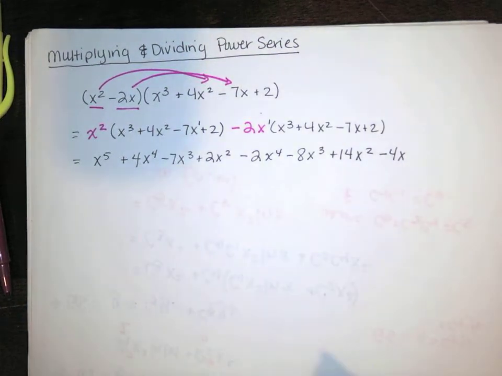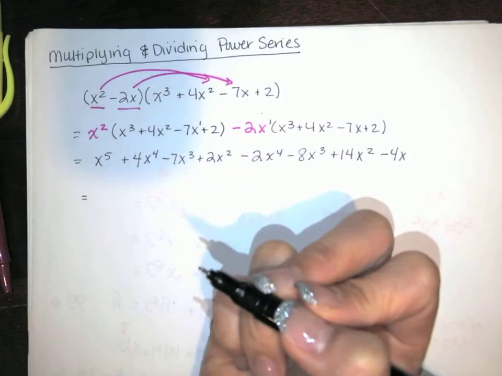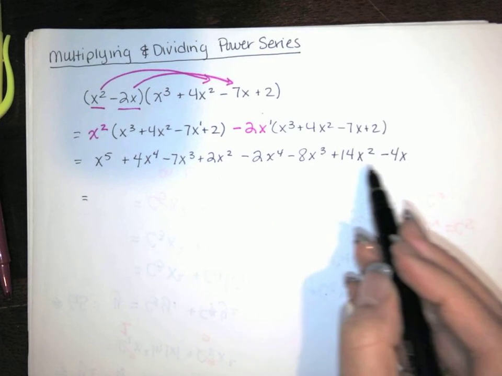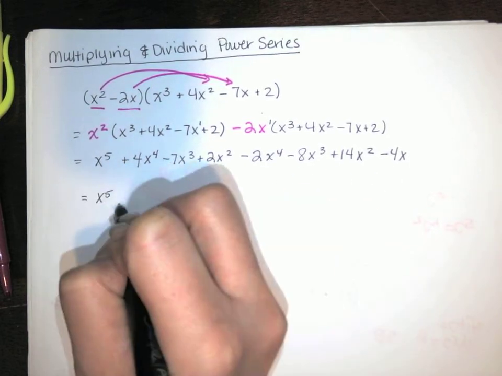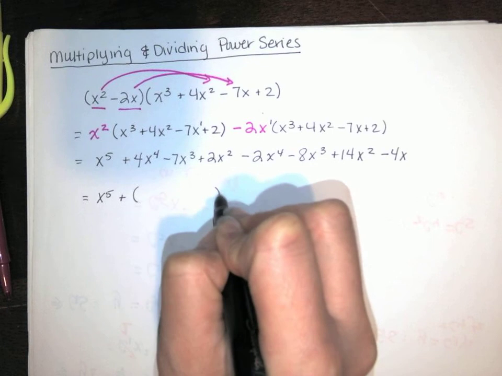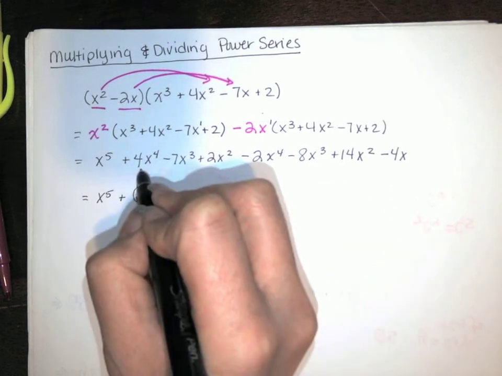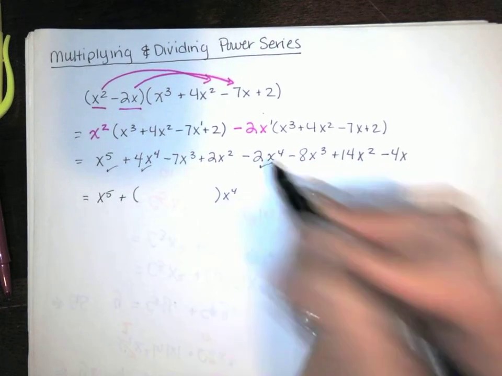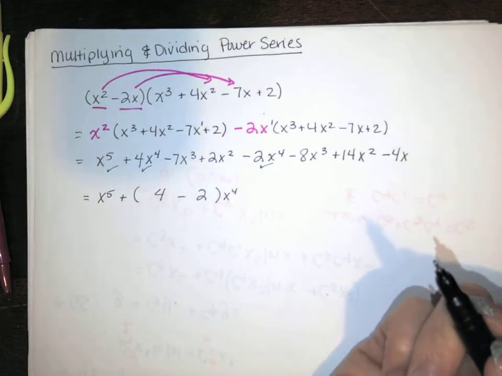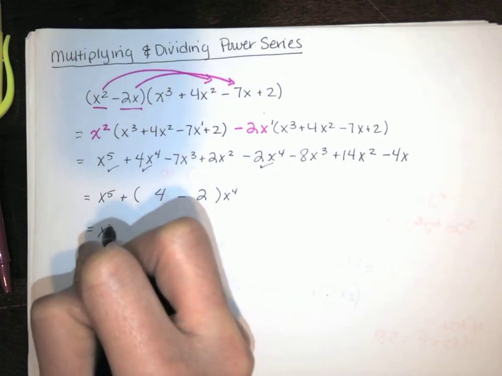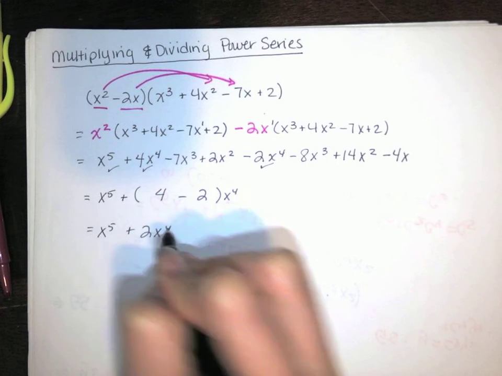Now, after you've distributed, then what do you do? I hope you all said collect like terms. That's exactly what we do. We get all the x's together. Usually we start with the highest power of x. The highest power of x on this list is x to the 5th. So we've got that right there. Then I add all the x to the 4th terms. So I've got a 4x to the 4th and a negative 2x to the 4th, and I think that's it. So 4 minus 2 times x to the 4th, which is, of course, just 2x to the 4th.